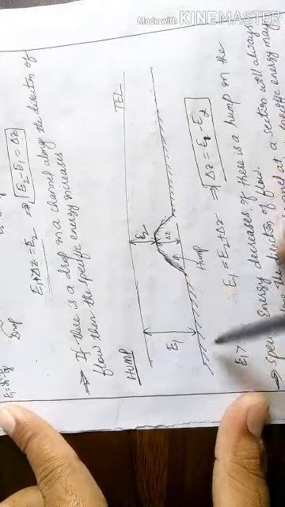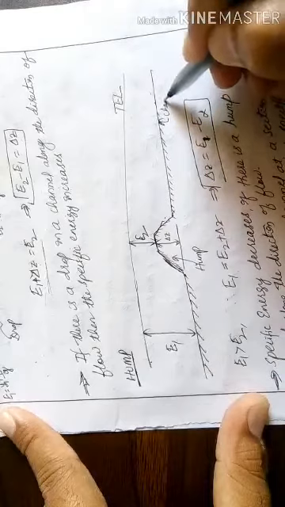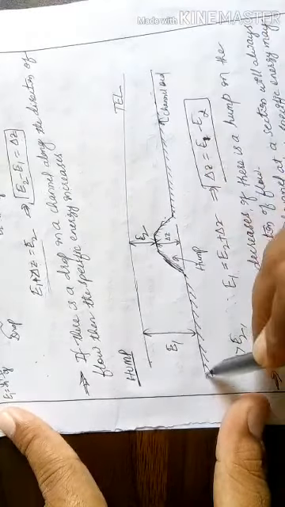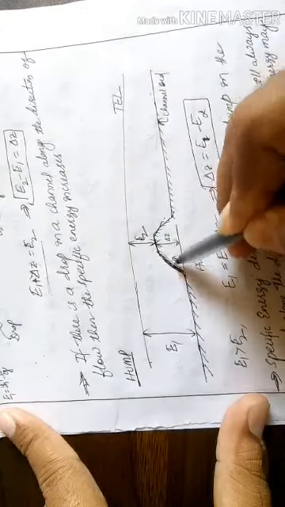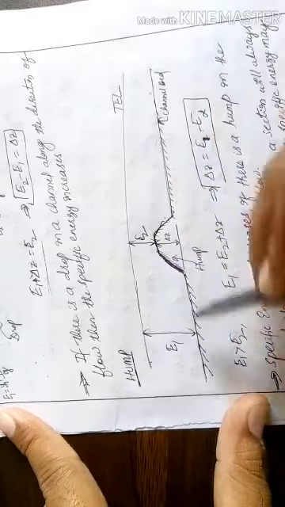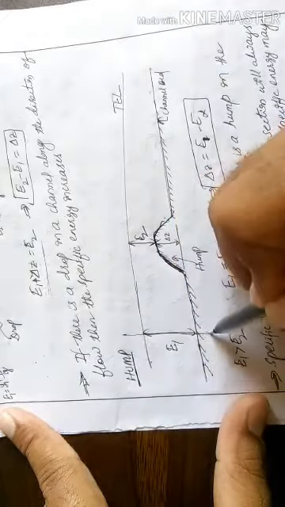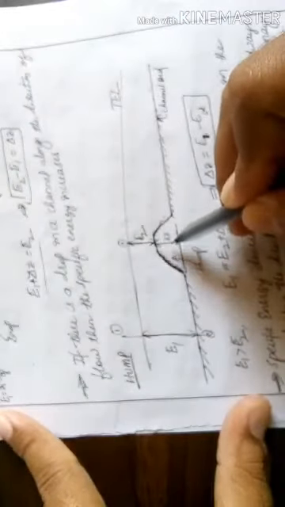Then next one, take a hump in a channel. Suddenly if you get a hump in a channel, let us take this as the channel bottom or channel bed. Suddenly if you get some hump like this, or some obstacle like this, let us consider again section 1, and this is section 2 here. And this is the height of the hump. In the previous case we considered a drop, so here you consider a hump.